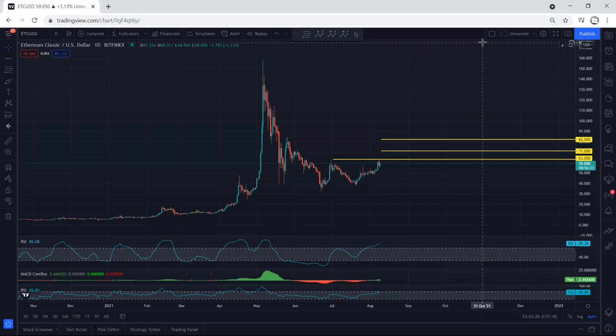ETC, we start with the daily chart. We want to see how we can look at the chart, whether we can get any trade setup or not. Anyway, if you refer to our analysis, I mentioned we want to see the breakout of the 63. As we can see, the price tagged it, but there was no breakout.